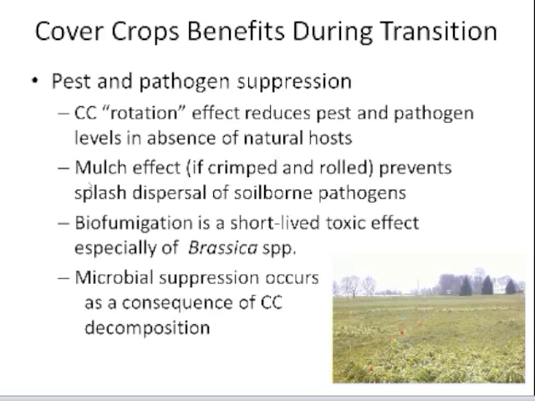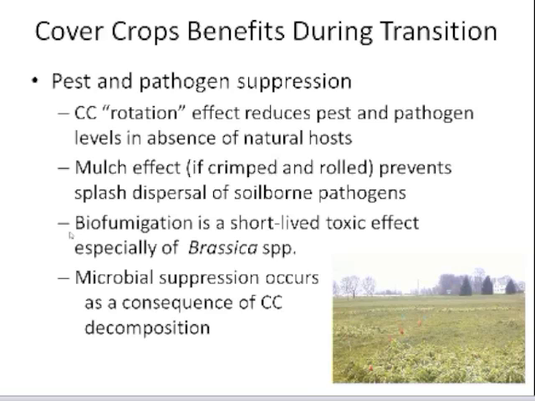The mulch effect that you get from crimping and rolling rye and other cereal crops can also prevent splash dispersal of soil-borne pathogens. But again, what you need to be aware of is you need to have a good stand of that rye, and recommendations on the order of 4 tons per acre of stand biomass is a guideline that you should use for determining whether or not the rolling effect is going to provide sufficient cover to get that beneficial mulch effect.